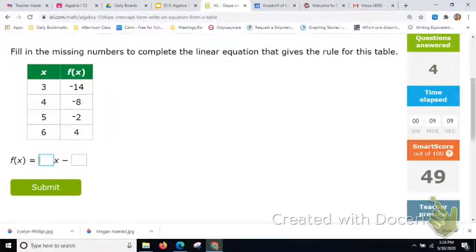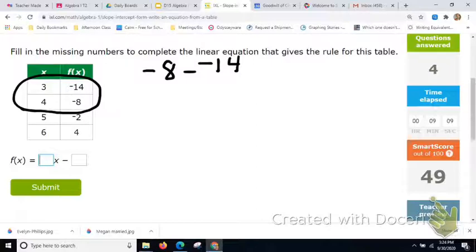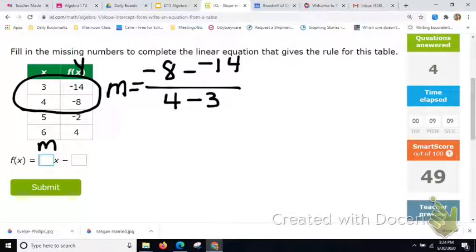So let's say I pick these first 2, so negative 8, subtract negative 14, because remember this is the y, so the y's are getting subtracted on the top, the x's are getting subtracted on the bottom, so I'm finding slope, because remember slope is what goes here. So this gives me positive 6, and this is a 1, so that's 6. So it's jumping by 6 each time. So that's my slope is 6. So I know that this is going to be a 6.